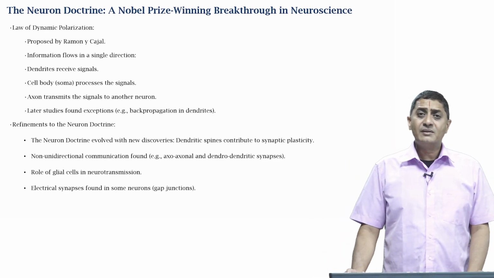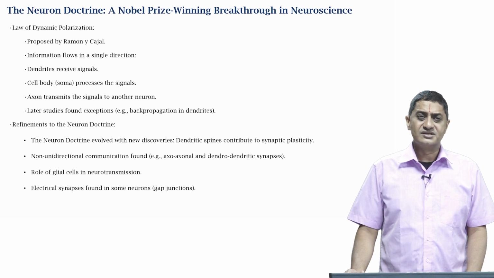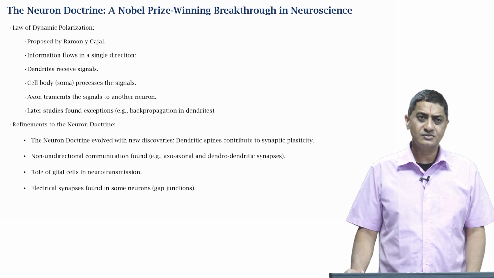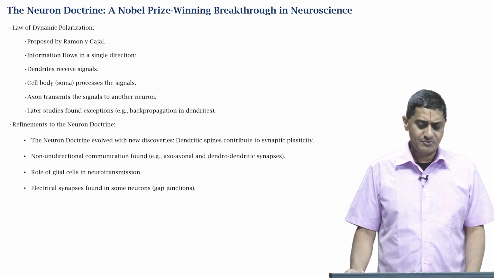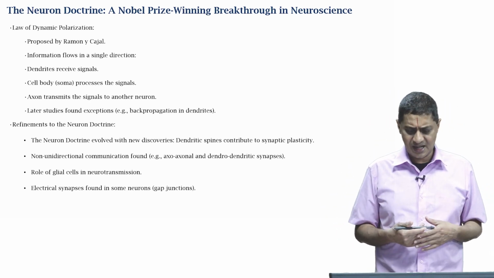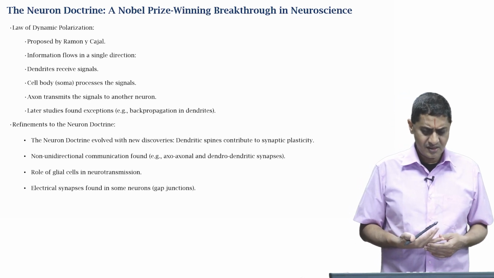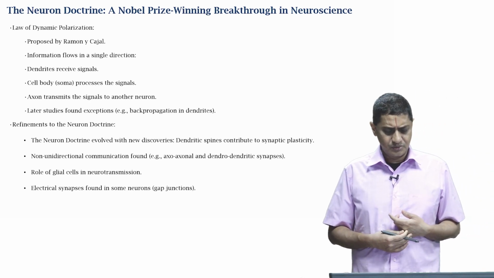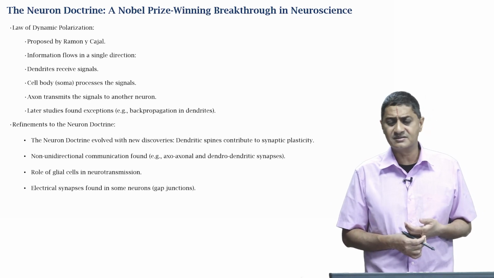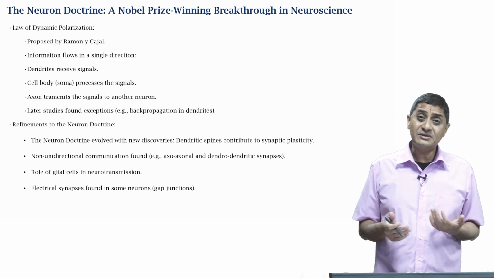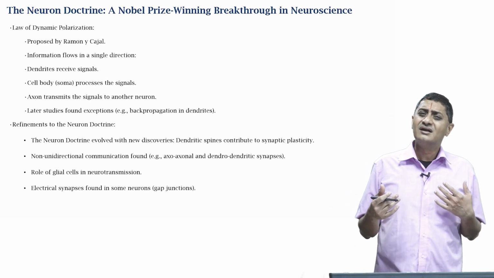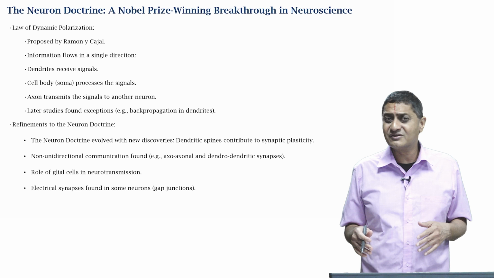Also, the law of dynamic polarization that Cajal proposed, that information flows in a particular direction, from dendrite to soma to axons to synapses. But then there were some exceptions, much later. It was found that there is some sort of back propagation that happens in dendrites. Of course, refinements to the neuron doctrine continued because there were new discoveries. That dendritic spines contribute to synaptic plasticity was discovered much later. Sometimes there were also axonal synapses and dendritic synapses. These were exceptions, not the rule, but these were also there in the system.